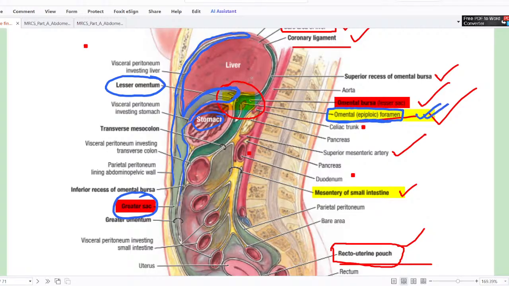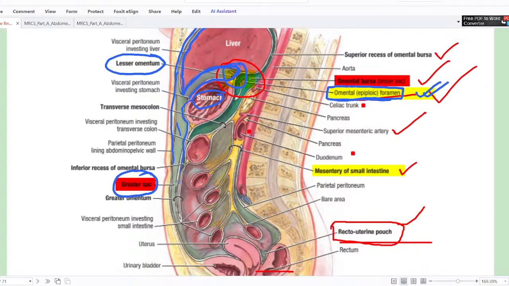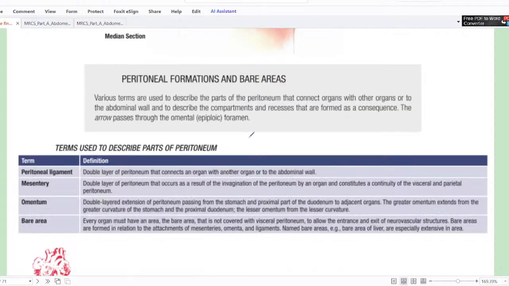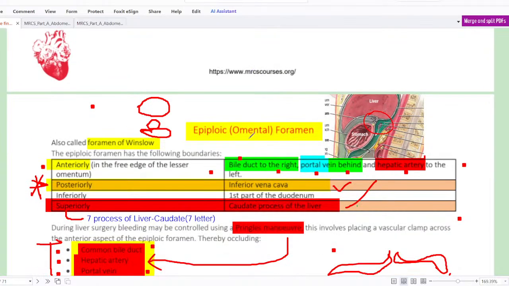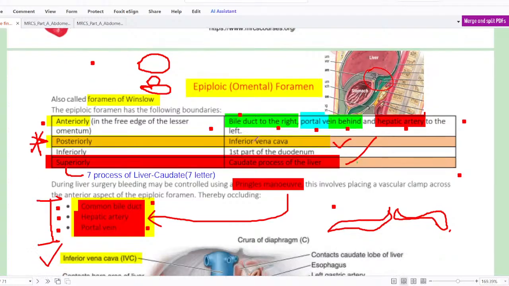You can see here, just inferior to the liver and superior to the stomach. This is the important landmark for any hepatobiliary surgeon. Why? While doing any hepatic surgery, if something unexpected happens and huge bleeding starts, they use this port to hold the vessel directly with the finger. This is called Pringle's maneuver. With this maneuver, they can directly occlude the vessels.